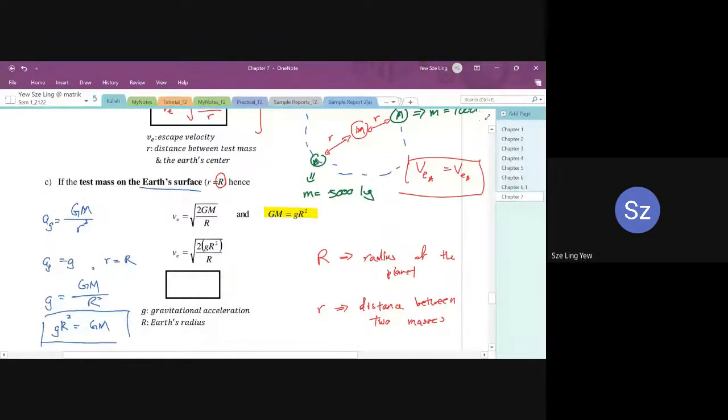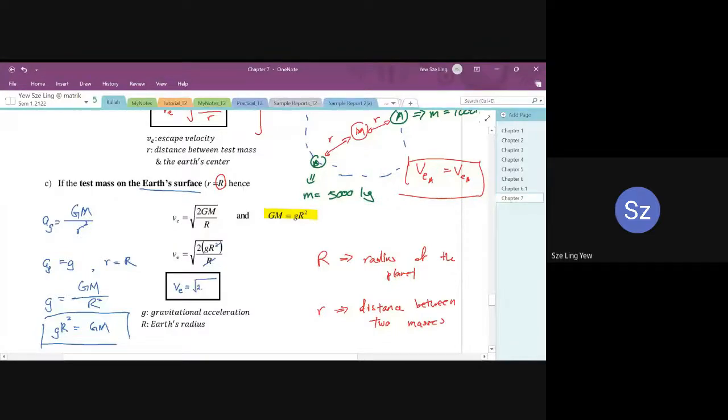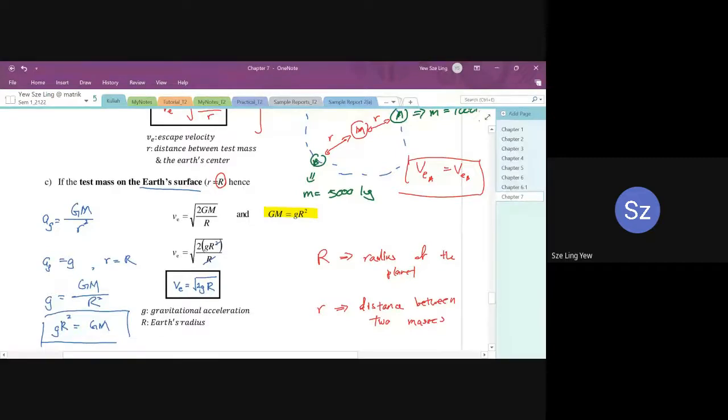This only happens on the surface of the Earth. So VE equals the square root of 2GM over R, and GM equals gR squared. Substituting it into the equation, R and R cancel out. What do you have? VE equals the square root of 2gR. So it is even simpler if you place an object on the surface. Straight away it is equal to the square root of 2 times 9.81 times the radius of the Earth.